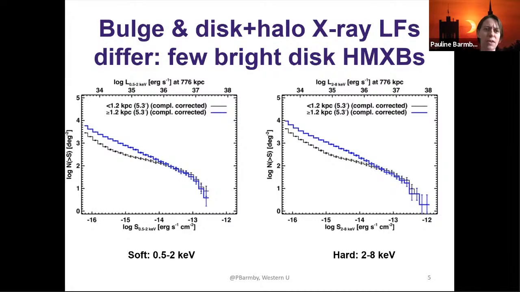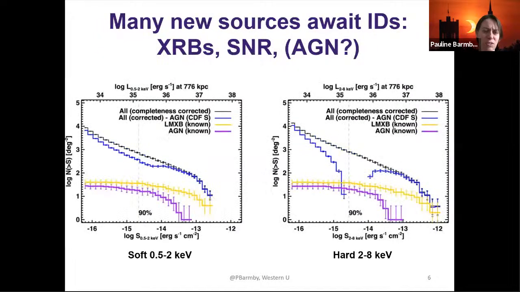What we learned from the original, just extract all the data and don't worry about exactly what they are, is that we do find some differences between the bulge and disk X-ray luminosity functions, which suggests that M31 has very few bright disk high mass X-ray binaries. And that was part of the motivation for this project, was to see if we could find some more X-ray binaries.